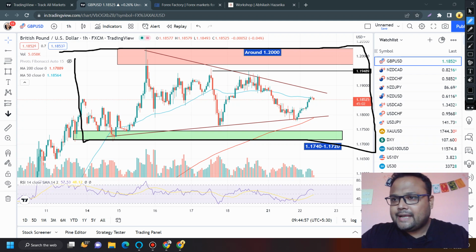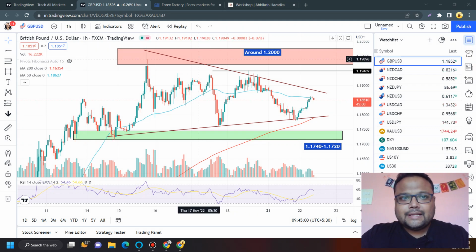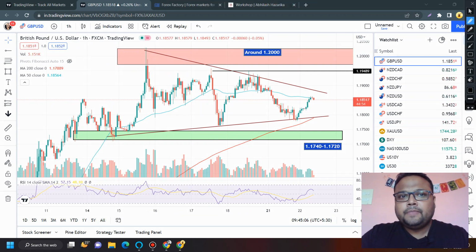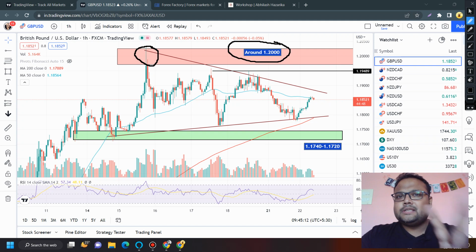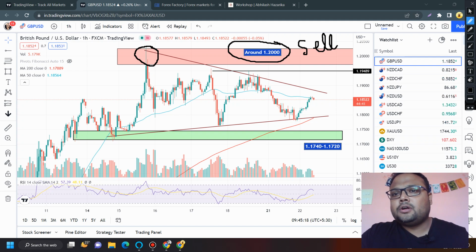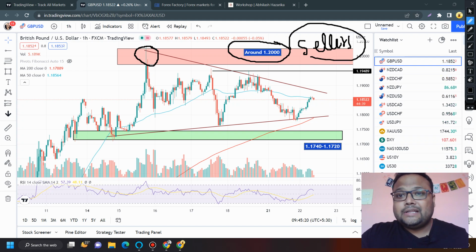Secondly, we can see that we have a very strong resistance because of the extreme price rejection, which is around 1.2000. So this is a very strong resistance zone in the market, or in simple words, this is a very strong sellers zone. Strong sellers are present around this level here.